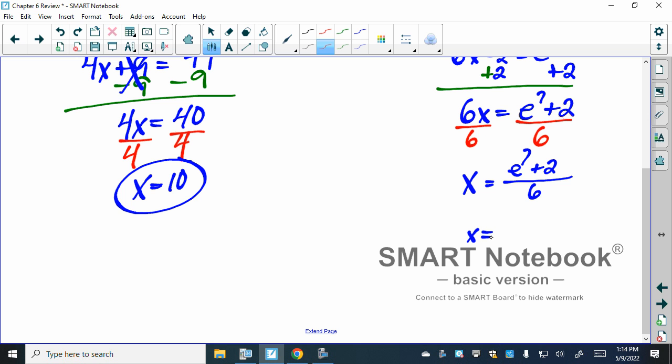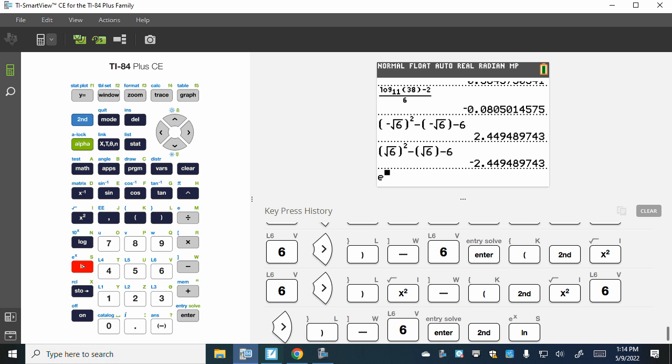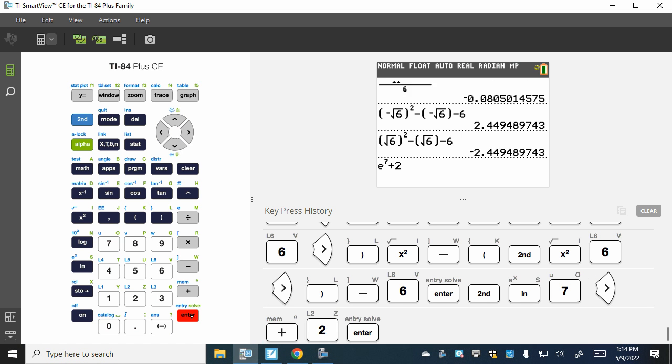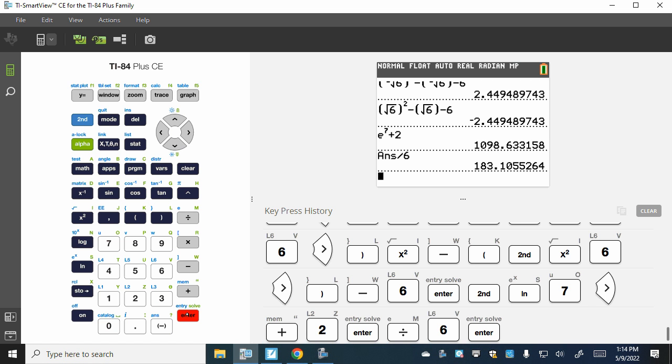Now we just need to plug it in the calculator. So we can go second ln to get e to the 7th plus 2. Since I didn't put a fraction, I can go on and do e to the 7th plus 2, which will give me the value of the numerator. And at this point here, we just need to divide that number by 6. So we get 183.1055.